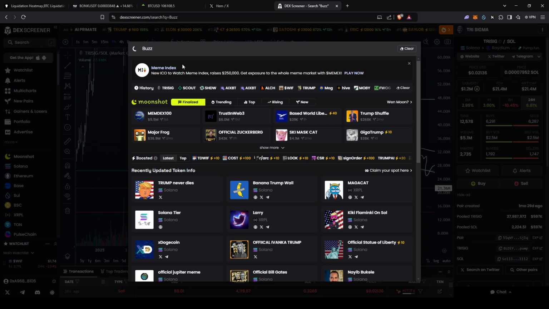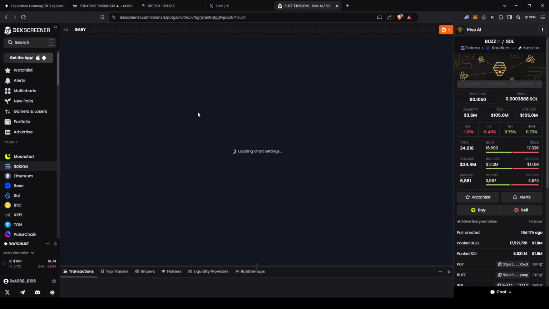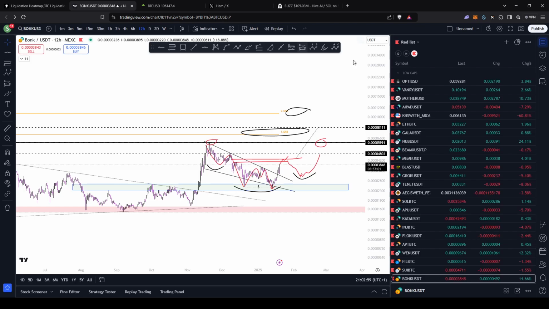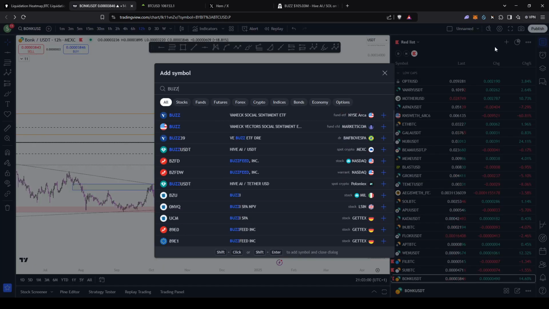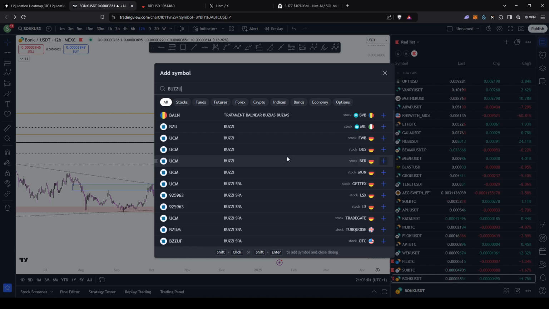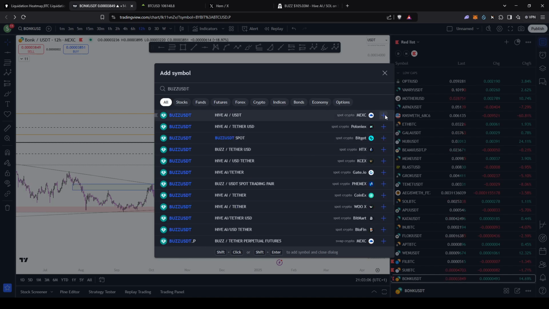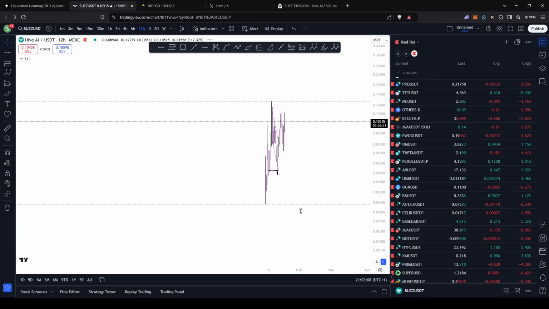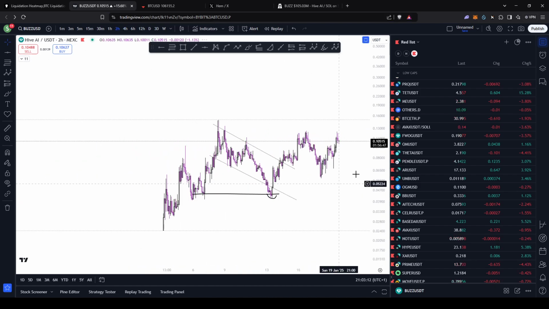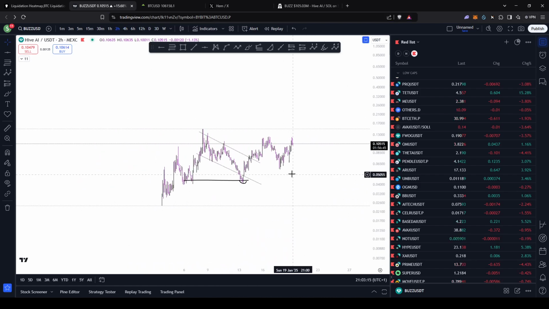Bus. I do think I have a Bus chart somewhere. Let's see. Maybe not. I do have it. Bus is actually very nice looking.